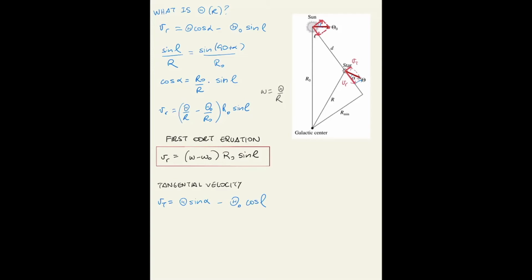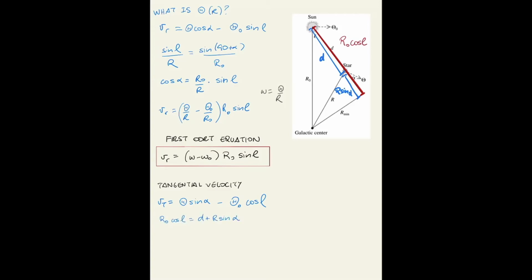Now again, from trigonometry, we can say that this side here, the opposite side to R naught in this triangle, in the whole triangle here, which is equal to R naught times cosine of L, is also equal to the distance d from the Sun to the star, plus this distance, which is the distance from the star to the center of the galaxy, times sine of alpha. So we can write R naught cosine L is equal to d plus R sine alpha.